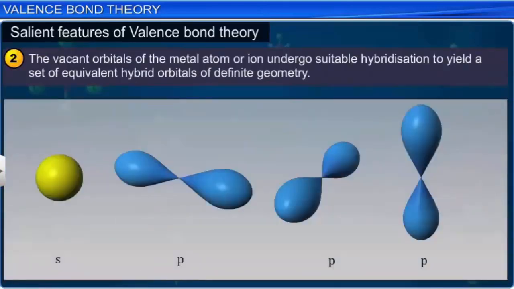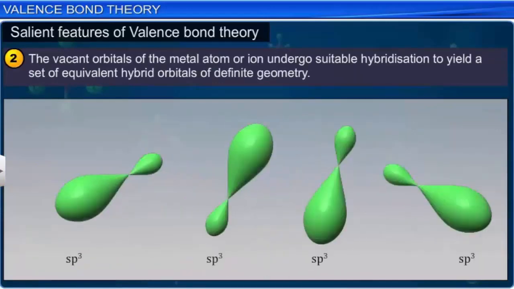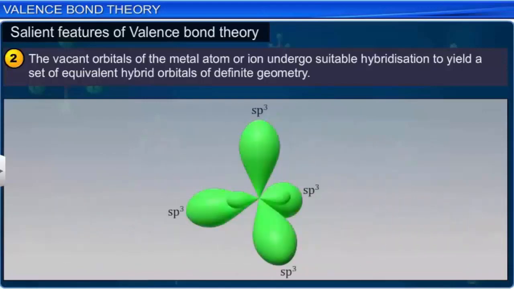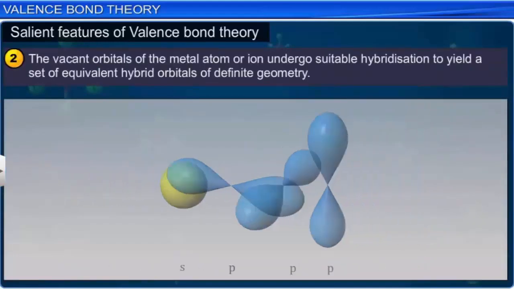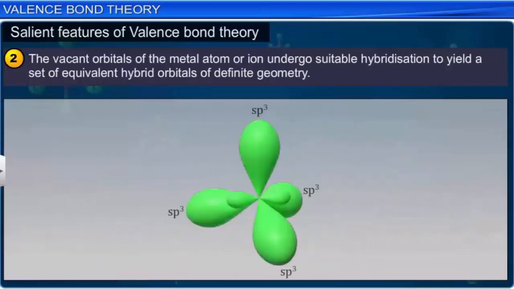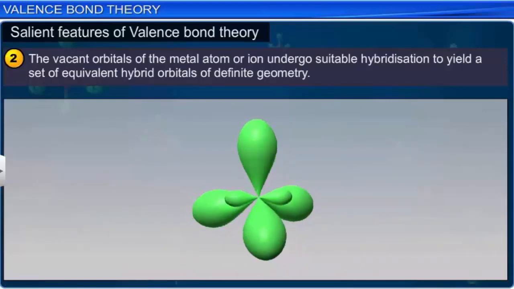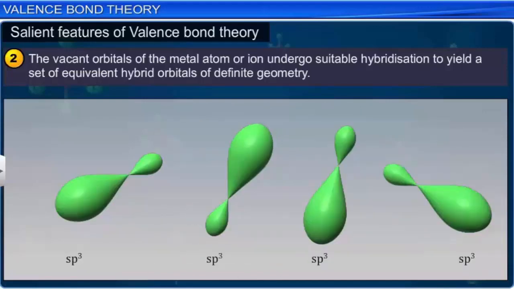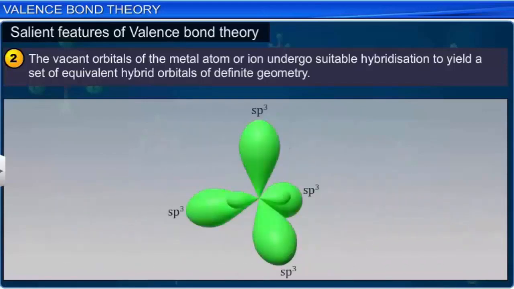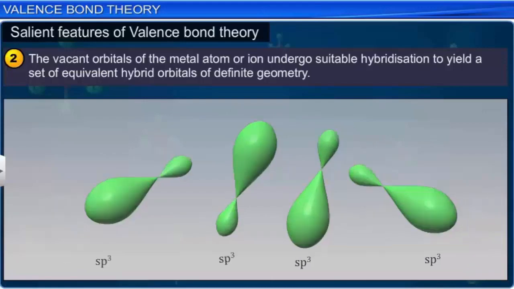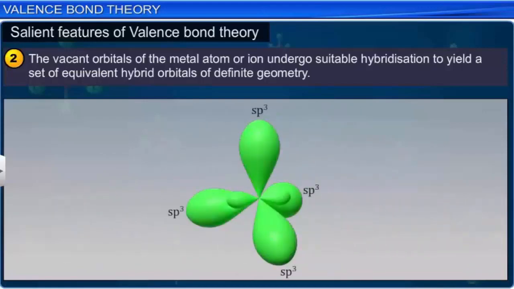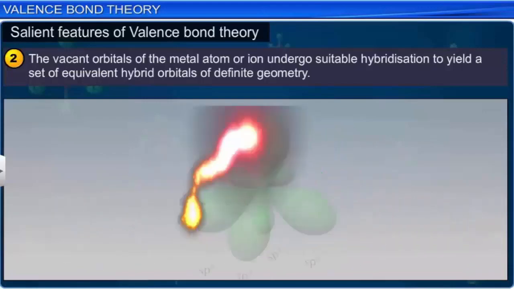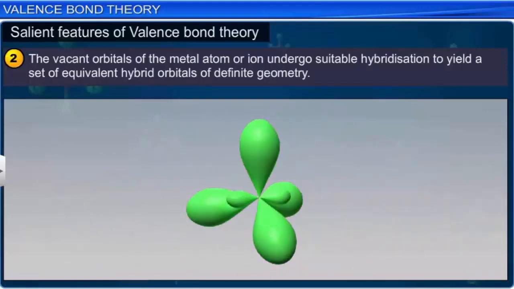The next feature is that the vacant orbitals of the metal ion or atom undergo suitable hybridization to yield a set of equivalent hybrid orbitals of definite geometry. Here there is one 4s orbital and 3 4p orbitals. These 4s and 4p orbitals undergo a mixing process. That process of mixing orbitals is called what? Hybridization. So as a result of this hybridization, we get 4 sp3 hybridized orbitals, which is equivalent to the coordination number of the cobalt 3 plus ion. This is the structure of the sp3 hybridized orbitals.